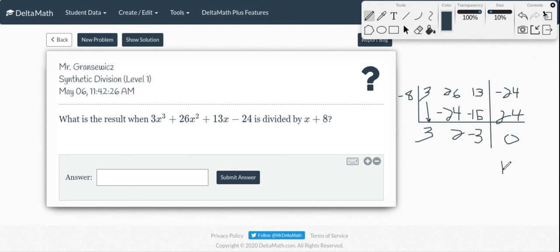So this first section on deltamath that I set up, none of them have remainders. So you don't have to worry about this remainder. I'll talk about that in a second, what happens if you do get a remainder.